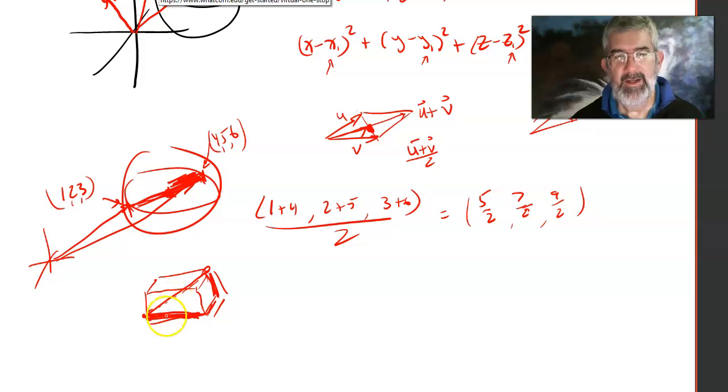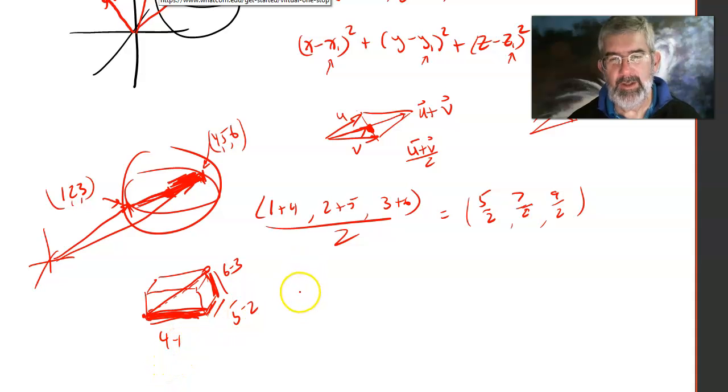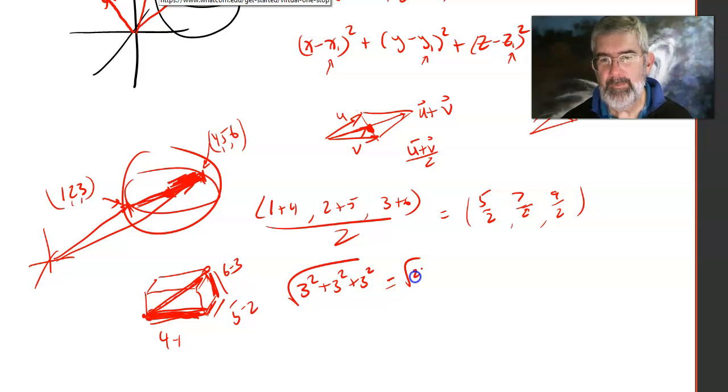So I need to know the difference in the x values. Well, the difference in the x values is 4 minus 1. The difference in the y values is 5 minus 2. And the difference in the z values is 6 minus 3. So I think that's 3, 3, 3. Actually, this vector would be 3, 3, 3. So the length of that vector is going to be 3 squared plus 3 squared plus 3 squared, the square root of 9 plus 9 plus 9, which is the square root of 27. So now I know the radius of my... No, that's the diameter, isn't it? That's the diameter. The radius is going to be half of that.